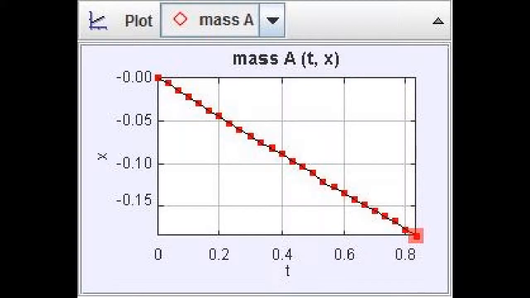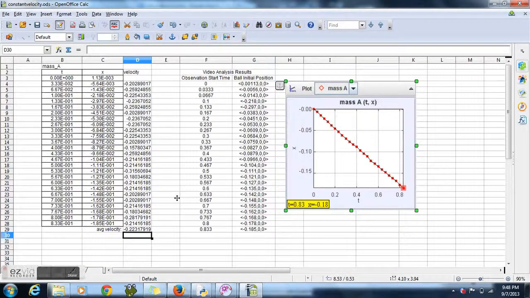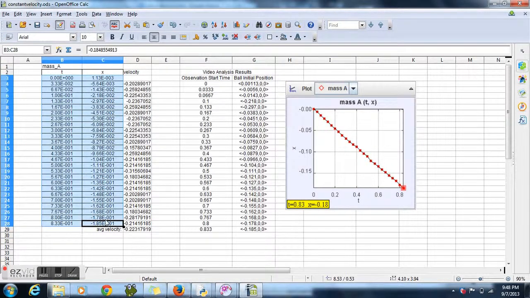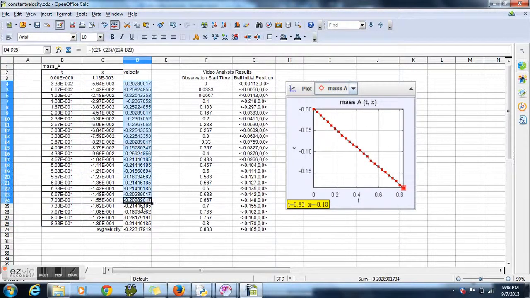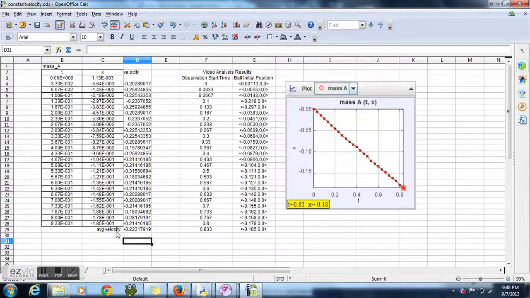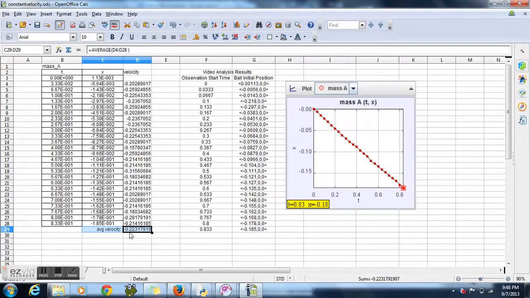The straight line on the graph refers to a constant slope, which, when calculated, refers to the velocity of the object. The average velocity of the object was negative 0.223 meters per second, which could also be calculated by taking the average of all the individual velocities from the data positions in time. It is also noticeable that the velocity of the object is negative. This simply refers to the negative direction in which it is traveling.